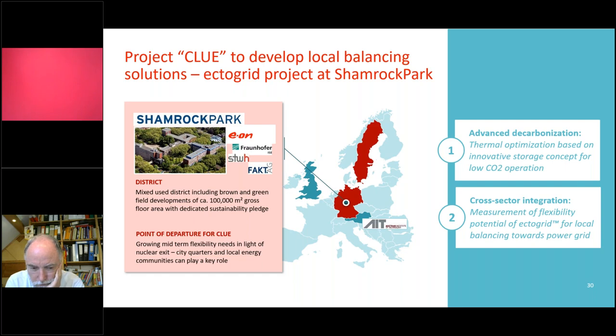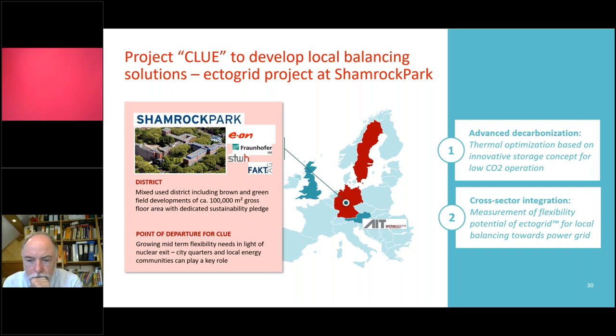Point of departure for Clue is the German exit from nuclear energy, as you might know, until 2022, and the subsequent exit from coal until 2038. With these moves, the power baseload will of course become more and more fluctuating, more and more dependent on intermittent renewable sources, which will in turn raise the needs for local balancing and flexibility in the power distribution grid.